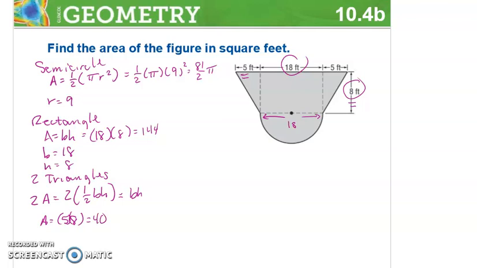And then you total these all together, and you end up with area equals 164 plus 81 over 2 pi. If you're going exact, then that would be feet squared. If you're going rounded, it's 204.5 feet squared.